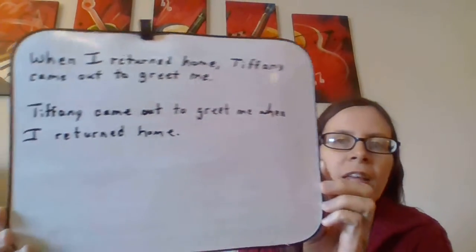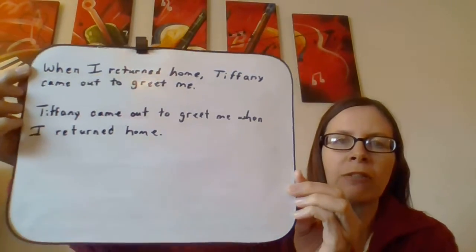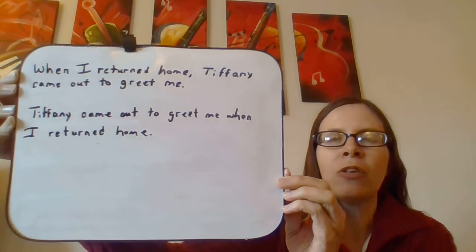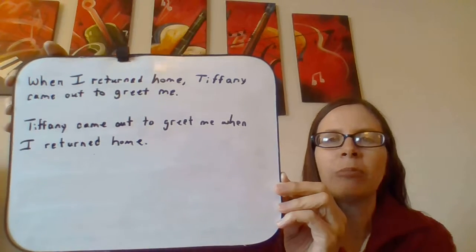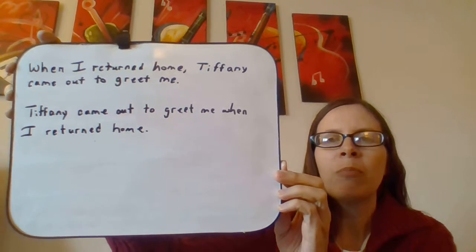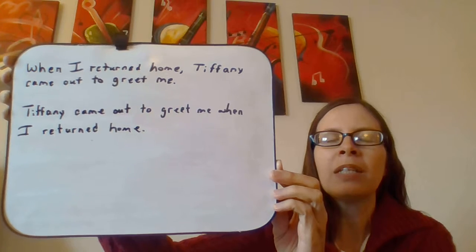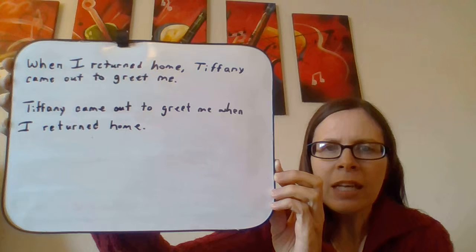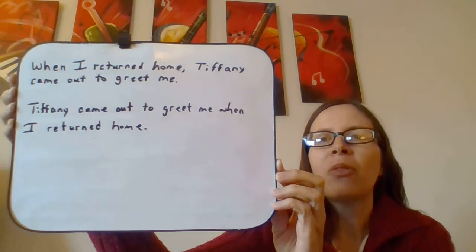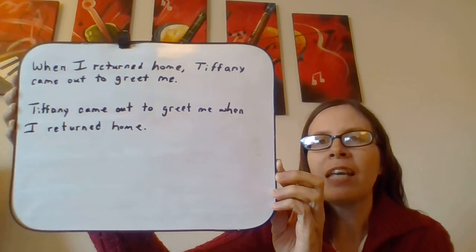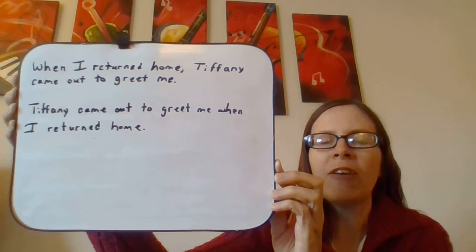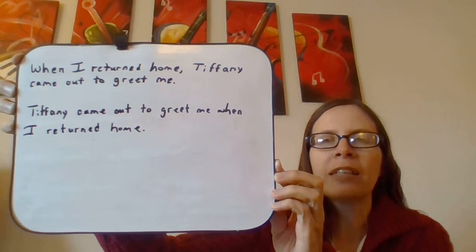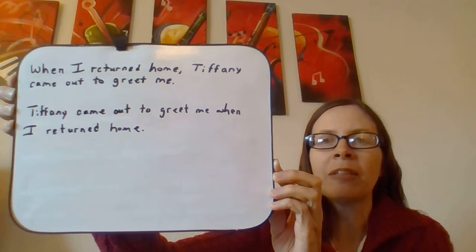So if the adverb clause comes first, here it says, "When I returned home." Now that is an adverb clause. It's a dependent clause. It can't stand alone on its own as a sentence. It still has a subject and a verb, I returned, but there's not enough information there for it to be independent. Tiffany, what does it say? "Tiffany came out to greet me." Okay, so that is independent. You could just say Tiffany came out to greet me, and that would be a sentence all by itself. That's independent. So here in this example, the adverb clause comes first and the independent clause comes second.